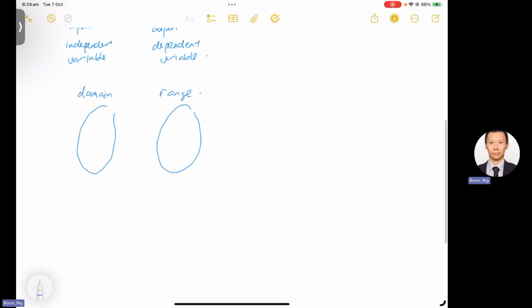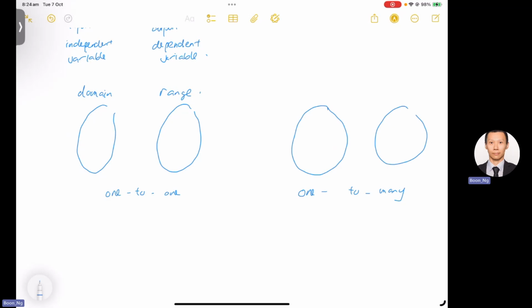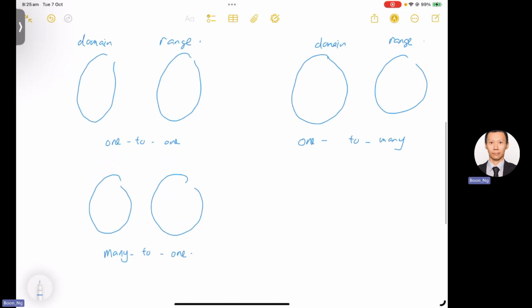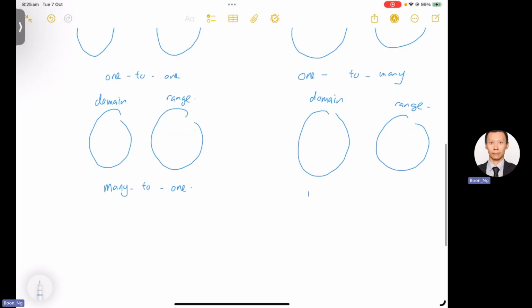So the first one will be one to one. The second one will be one to many, from domain to range. The third one, many to one. The last one is many to many.